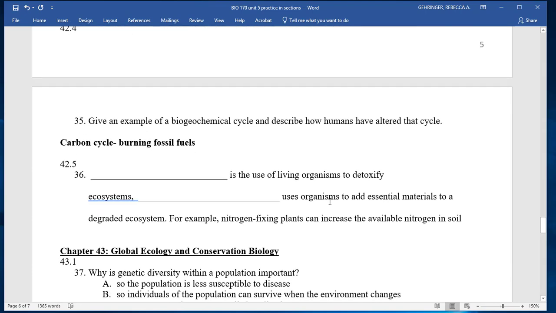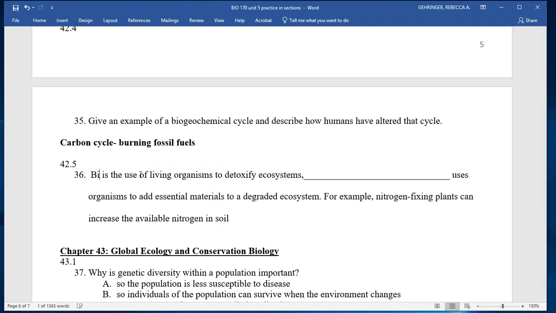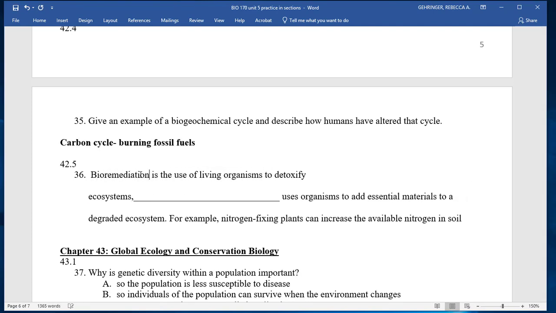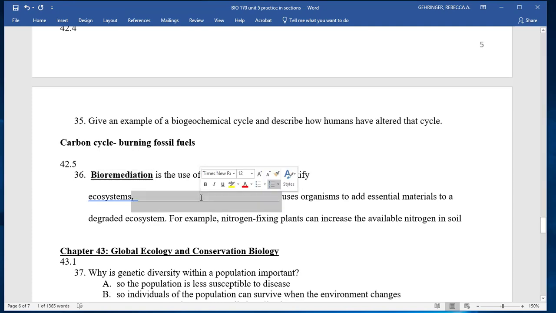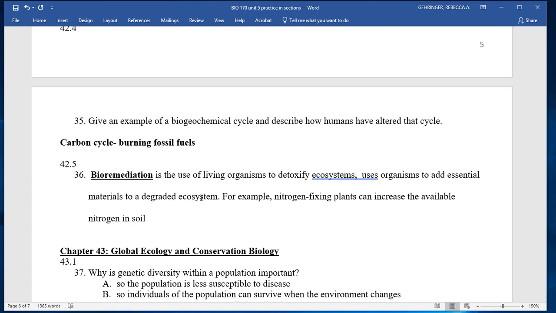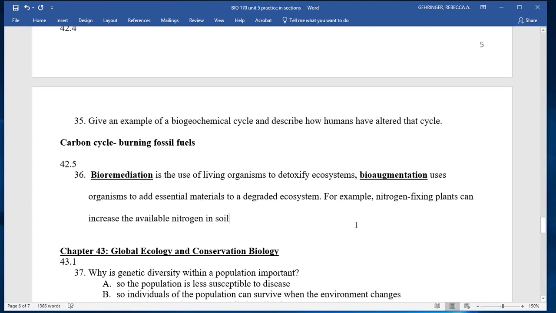36, blank is the use of living organisms to detoxify ecosystems, and blank uses organisms to add essential minerals to a degraded ecosystem. For example, nitrogen fixing plants can increase the available nitrogen in the soil. So bioremediation is our first blank, and then bioaugmentation is our second blank.